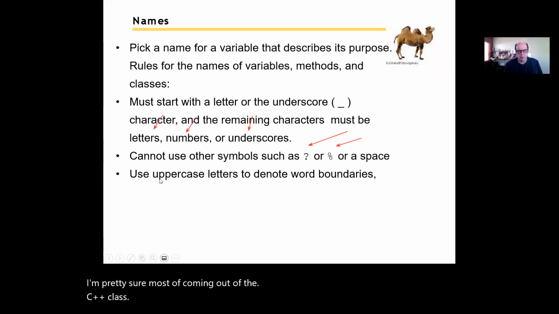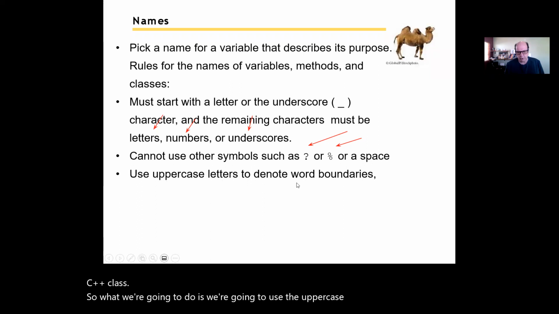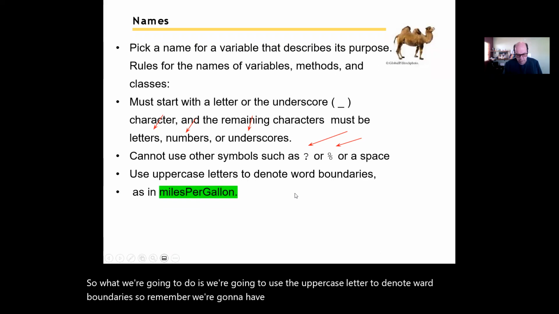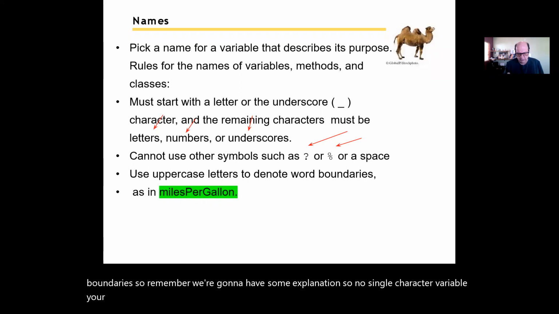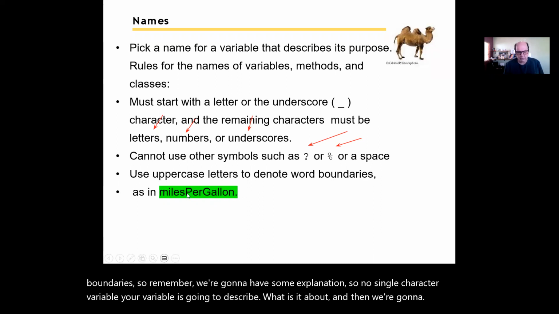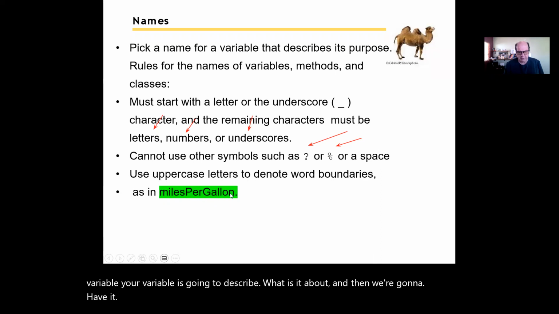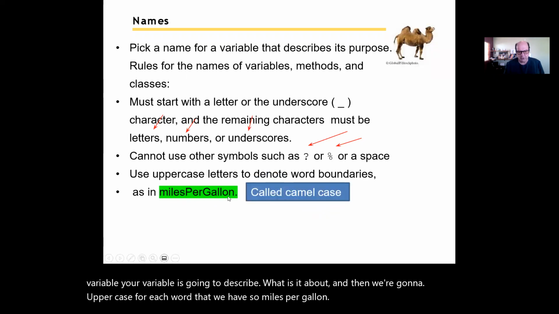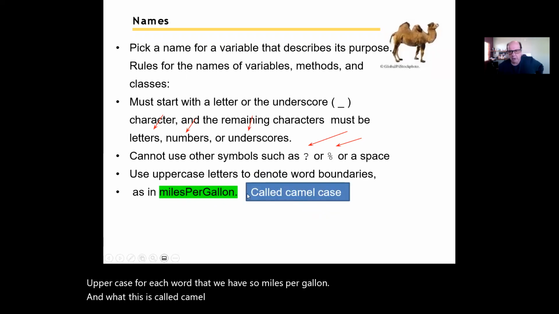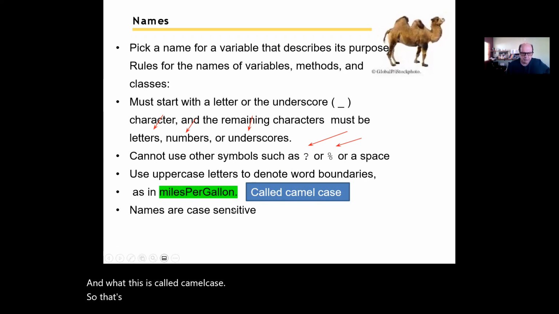So what we're going to do is use the uppercase letter to denote word boundaries. No single character variables. Your variable is going to describe what it is about, and then we're going to have an uppercase letter for each word that we have. So, miles per gallon. This is called Camel Case.